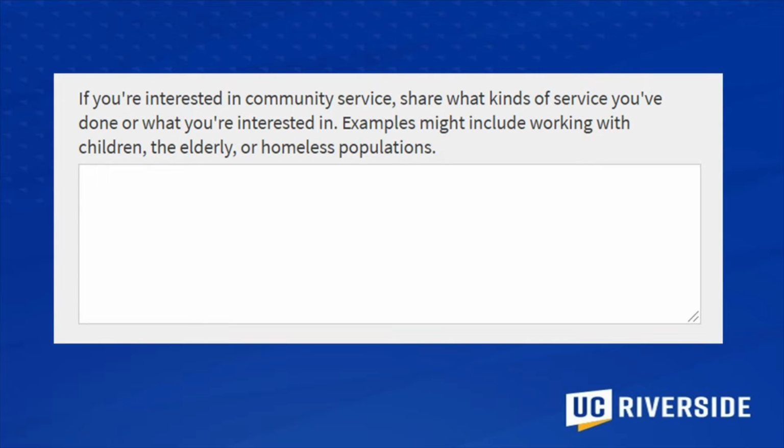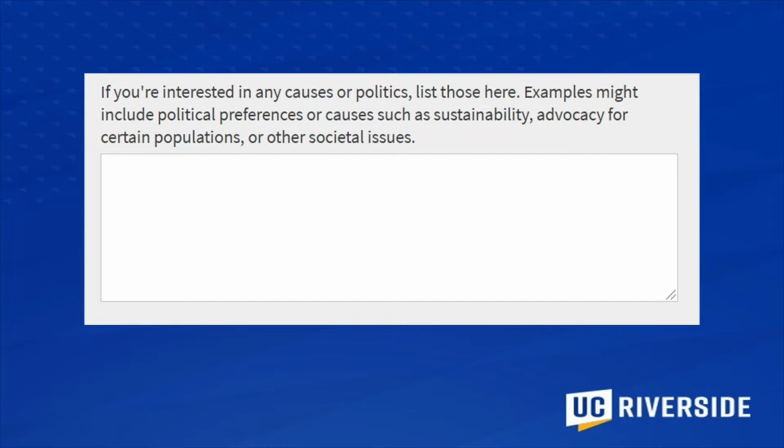We also did the same strategy with causes and politics. If they say they're interested in activism, that's not super helpful. Activism about race, about the environment, about labor unions. Here they can specifically name the causes they're interested in to help us give solid recommendations.